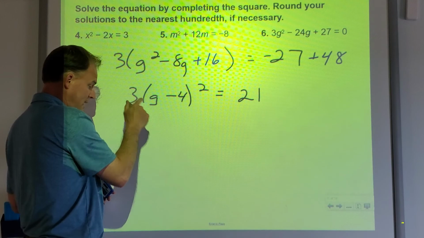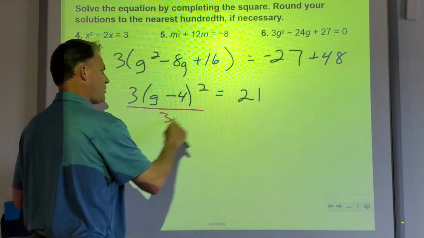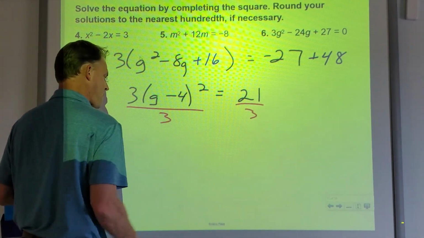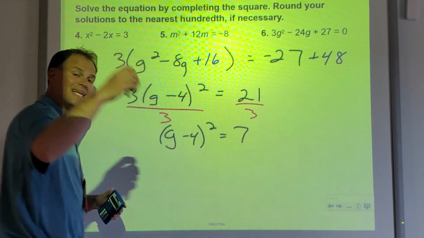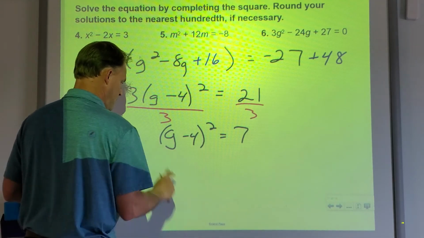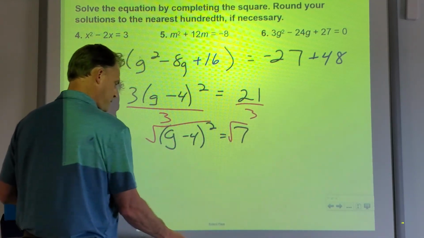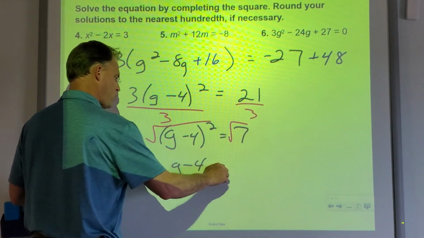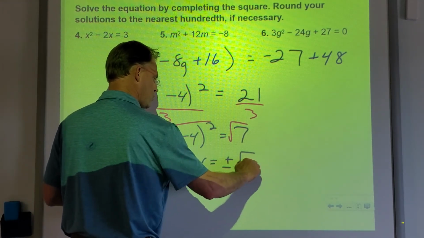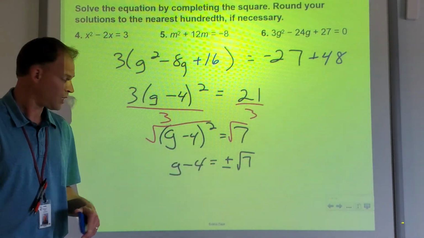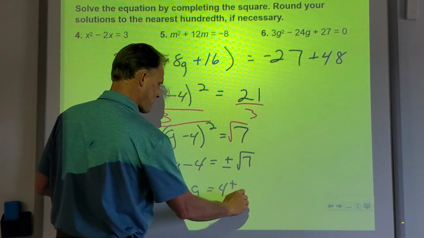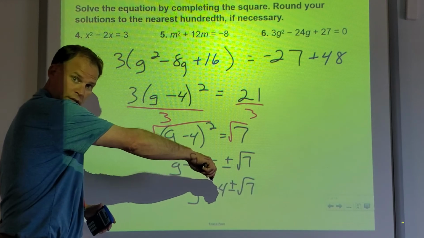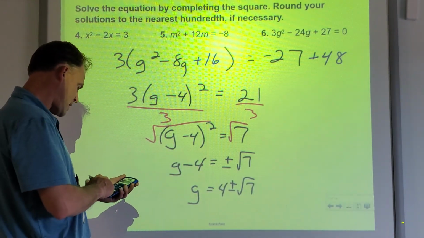Don't square root yet. I got to get it by itself. Divide by 3. G minus 4 squared equals 7. Now hit that square root button. G minus 4 is plus or minus root 7. Traditional looks like this. I have 4. There's your traditional answer.